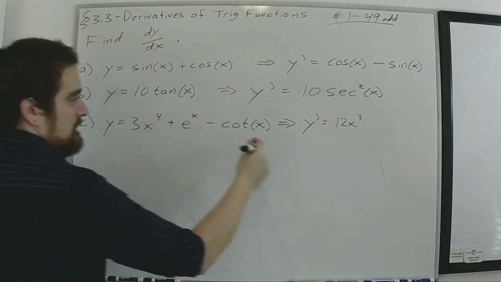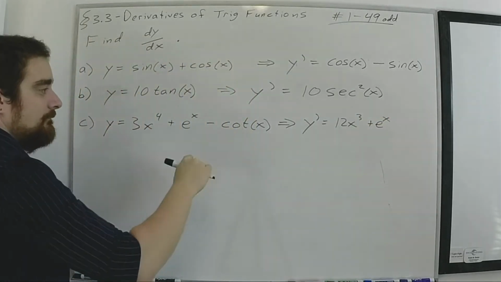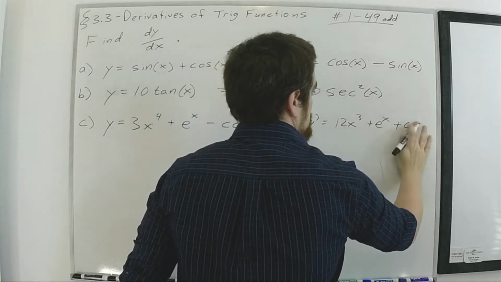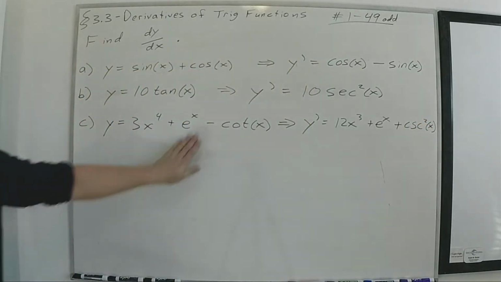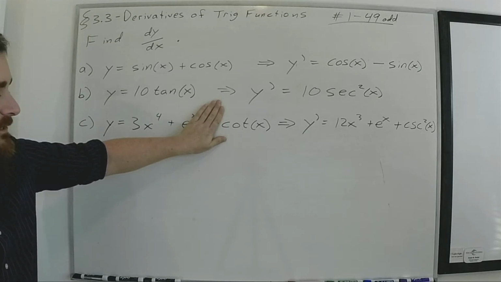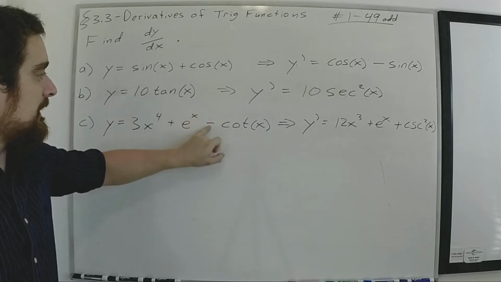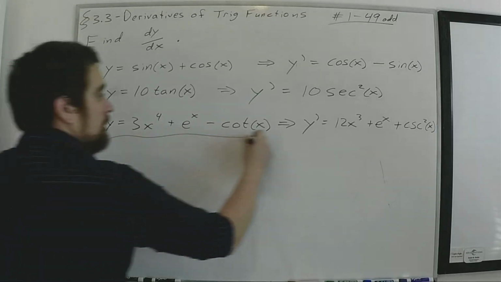Differentiate e to the x, I just get e to the x. I'll add that. Differentiate negative cotangent of x, I'm going to get negative cosecant squared, which is plus cosecant squared of x. There already is a negative built in here, and we saw that when we differentiate the cotangent function, I get a negative cosecant squared of x, which means there's going to be minus negative cosecant squared of x. So I'm just writing plus cosecant squared of x to save some time.